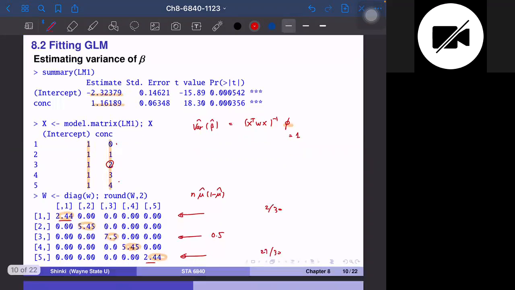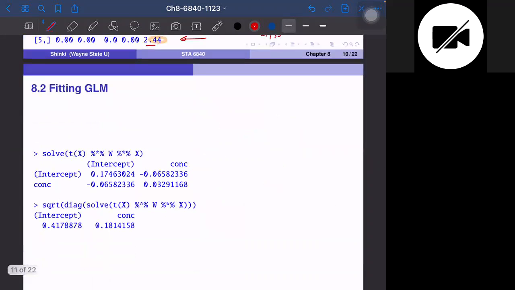Okay, so using this X and W, we can calculate the quantity (X transposed W X) inverse. Then we get this, and we take the square root. Then we get the standard error of beta naught hat and the standard error of beta 1 hat. And this should be exactly or almost the same as our estimate from the GLM function.